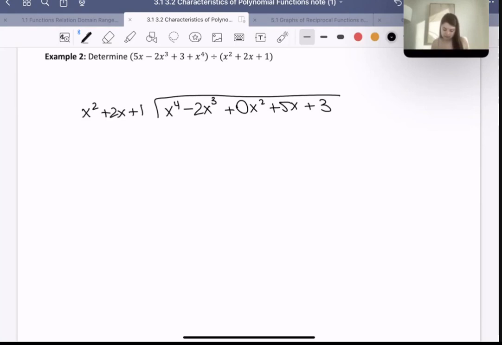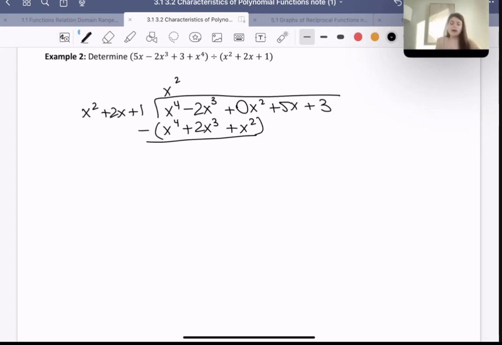So let's do it. How many times does x squared go into x to the power of 4? Well, x squared times x squared is x to the power of 4. Good. So what's x squared times x squared? It's x to the power of 4. What's 2x times x squared? It's going to be plus 2x cubed. Yeah, that's right. And then what's 1 times x squared? That's going to be plus x squared. And now we're going to subtract.